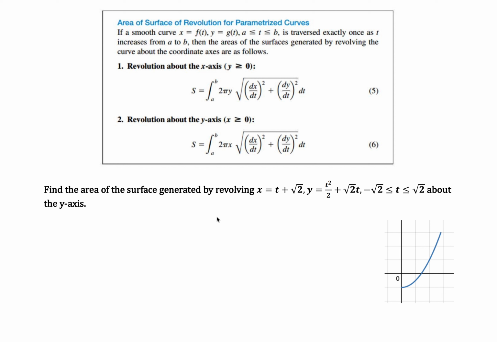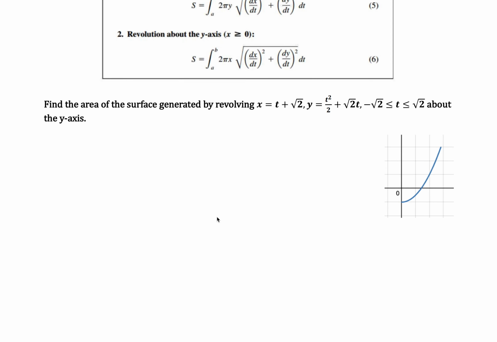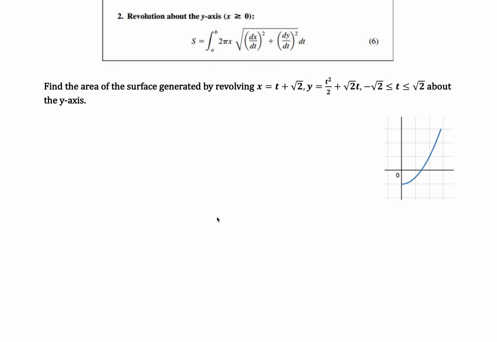So we are given this example here. Find the area of the surface generated by revolving x equals t plus the square root of 2, y equals t squared over 2 plus the square root of 2 times t minus the square root of 2. It's a bit of a mouthful. And t is going to go between negative square root of 2 and positive square root of 2. And we want to revolve that about the y-axis. So we're using the second case here.